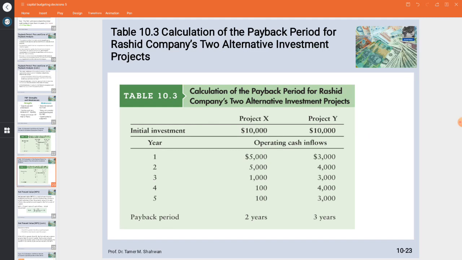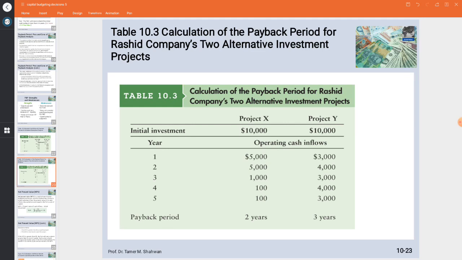The same situation applies here in Project X and Project Y. If you look at the payback period, you will find that in Project X, the payback period is 2 years. However, the payback period for Project Y is 3 years. In this case, if you just depend on the payback period, maybe you could say that Project X is better than Project Y. And this actually is not true.